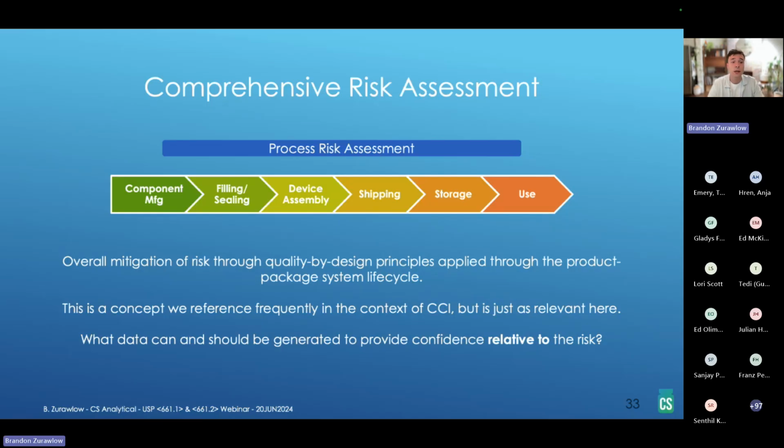So what data can we generate on the different materials, on the different package systems, to provide overall confidence in that approach?